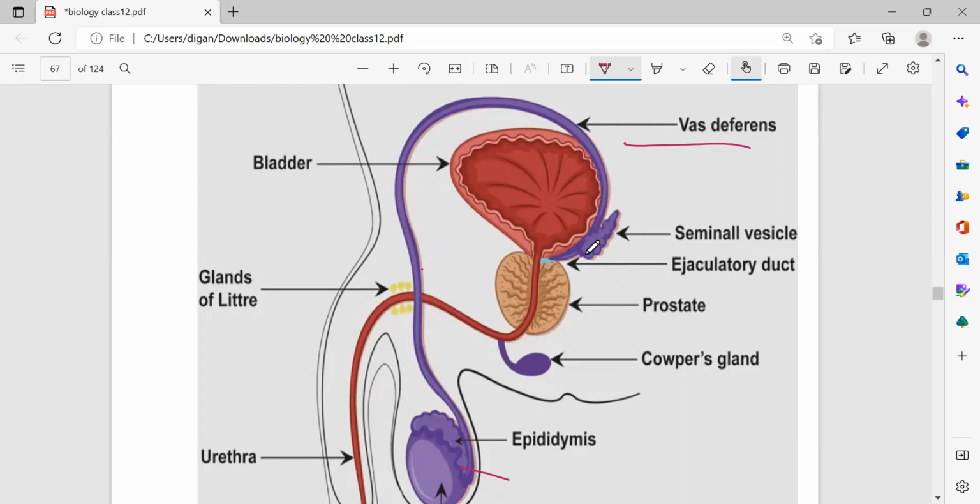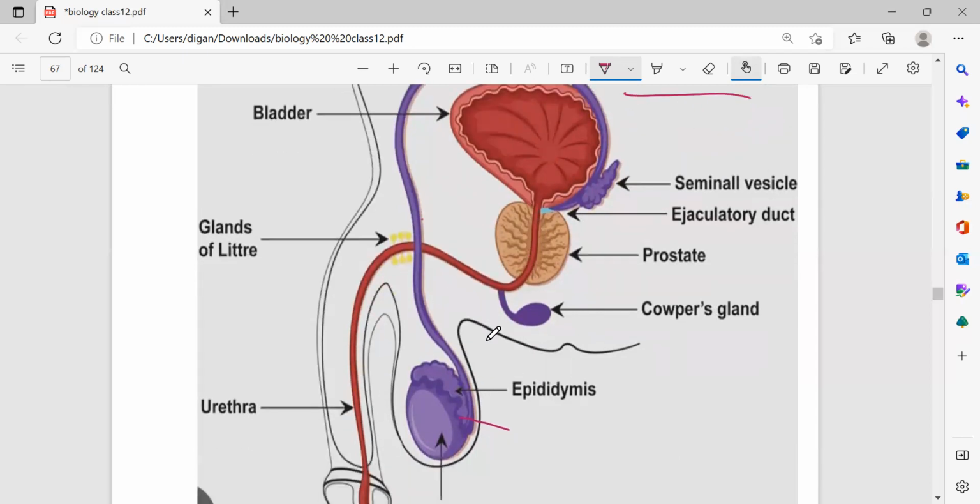Then the fluid which is formed in the seminal vesicle comes and mixes with the sperm which comes through this vas deferens. And then this duct is joined with the duct which comes from the bladder. This is the urinary bladder, and commonly they form the urethra. In this portion, the pathway is the same, through which the urine and the sperms are moved. The path is the same. And this is another accessory gland, that is the prostate gland, and this is the third accessory gland, the Cowper's gland, and this is called urethra.